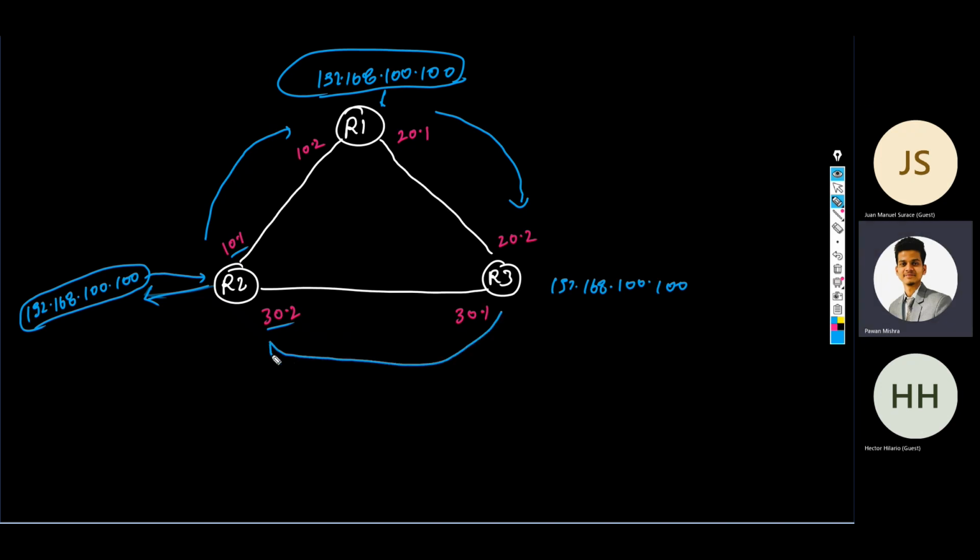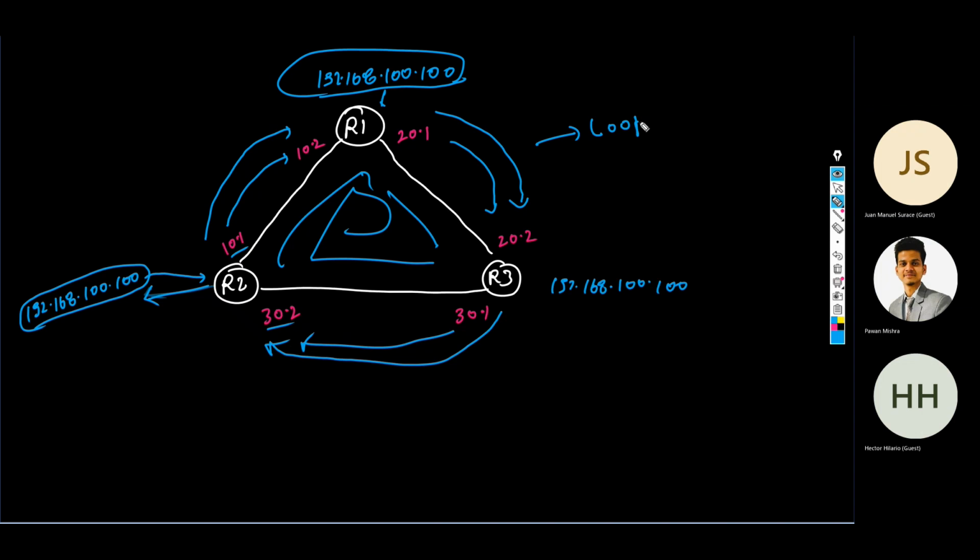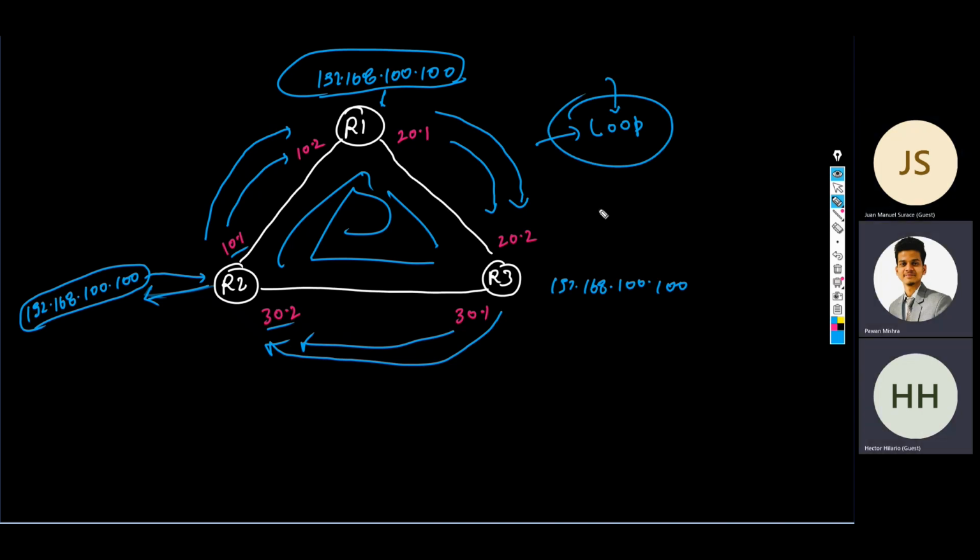Again, this R3 router will send to R2. Again, this R2 router will send to R1, R2, R1, R3, R2, R1. And again, this is what? Loop. Wait one second. And this type of loop is called what?